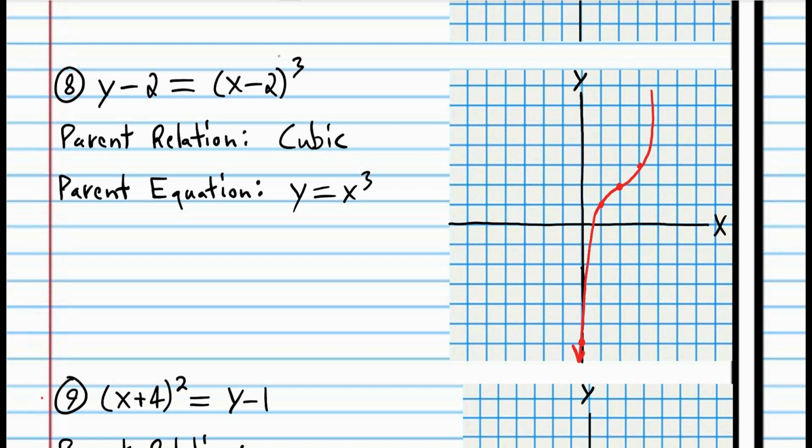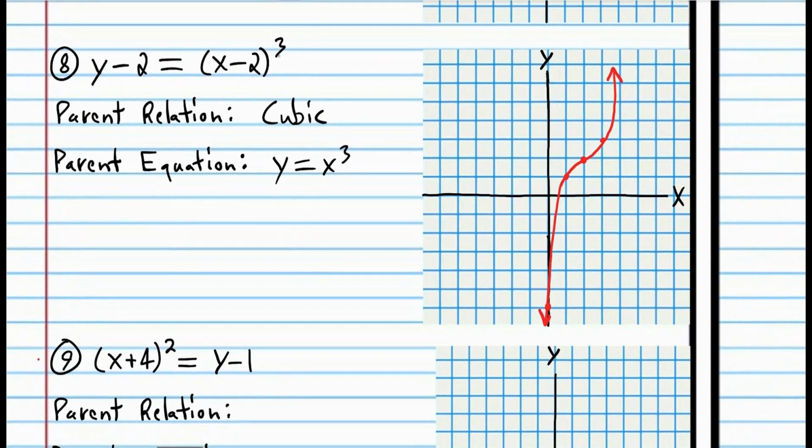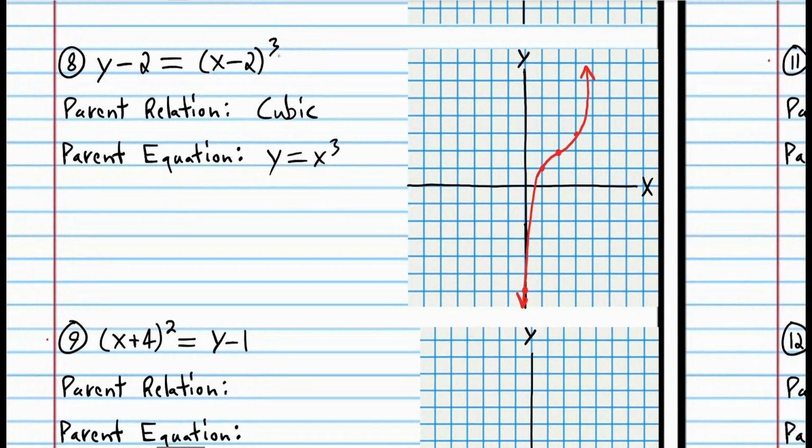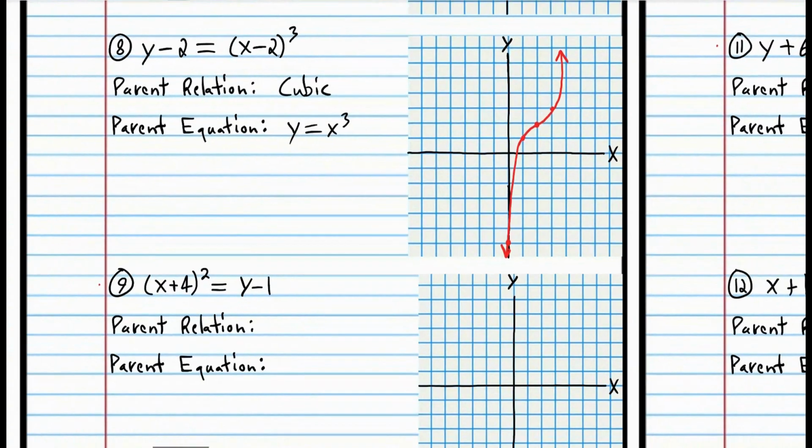And so that's roughly what your graph should look like. Again, the arrows just mean that you're moving, the graph actually continues up forever, or continues down forever. So if you got that graph, good job.